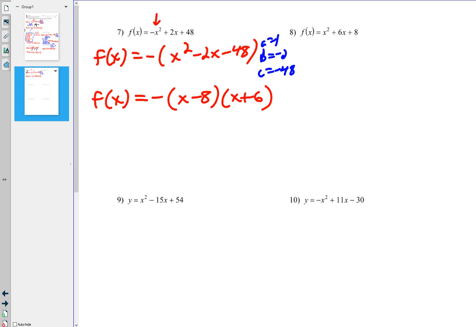So Sam, if I were to graph that, where is it going to cross the x-axis? Good. Positive 8, negative 6. We already said it's going to be facing down. We're going to touch the y-axis at positive 48.